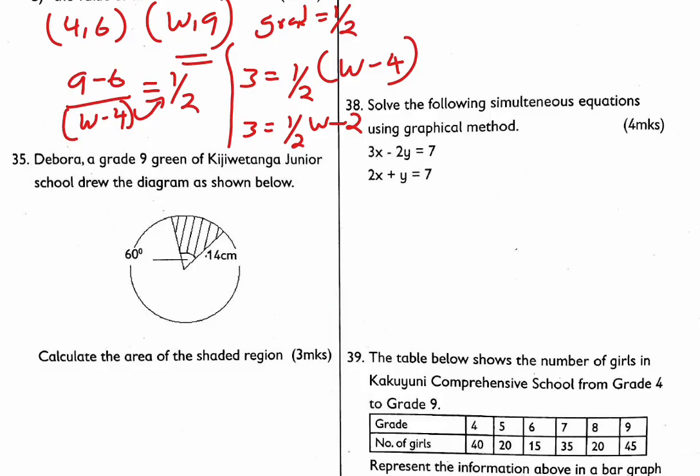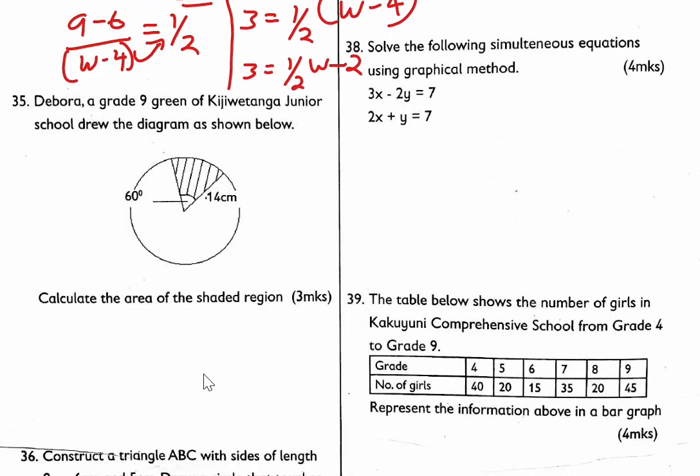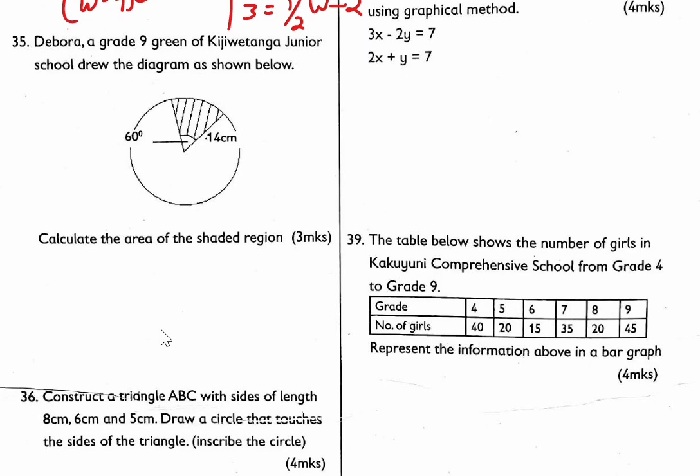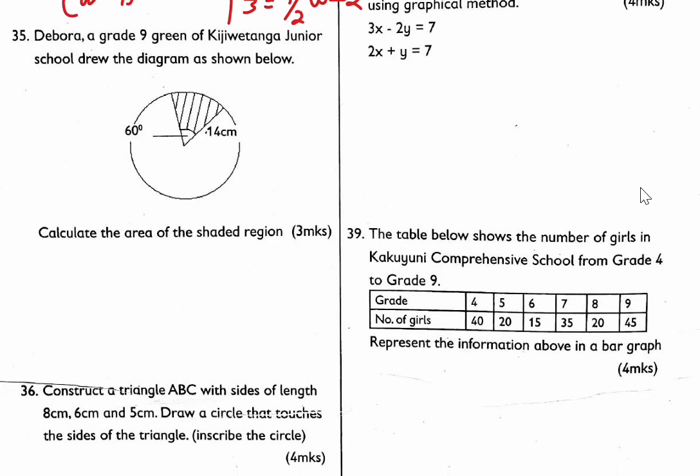The diagram is here. You can see here we have the shaded part. Calculate the area of the shaded region. So this is the shaded region. You can see this is the radius of the circle. The shaded region is known as a sector. So we're going to calculate the area of this sector.